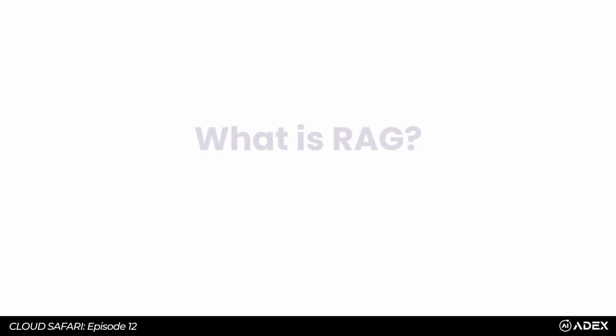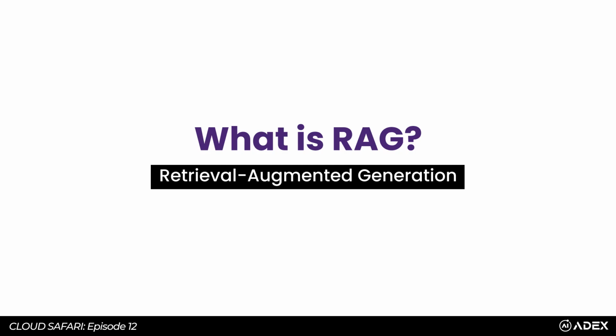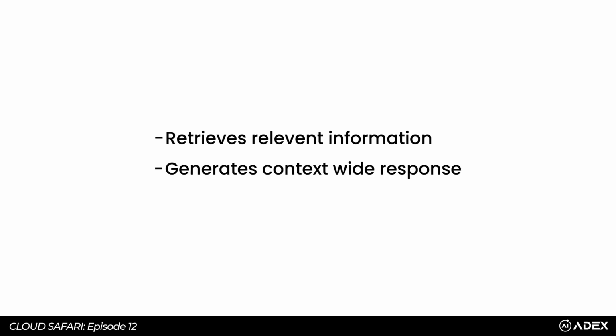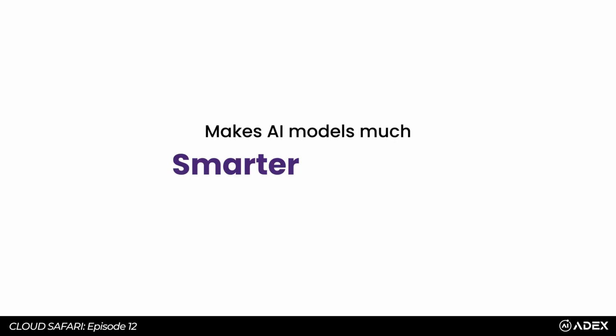Let's dive in. Before starting the video, let me first quickly tell you what RAG is. RAG stands for Retrieval-Augmented Generation. It combines two key processes. It retrieves the relevant information from a large vector database and then generates an accurate, context-aware response based on that data. This makes the AI model smarter and more reliable in delivering real-time answers.